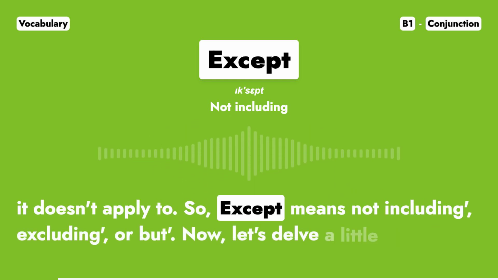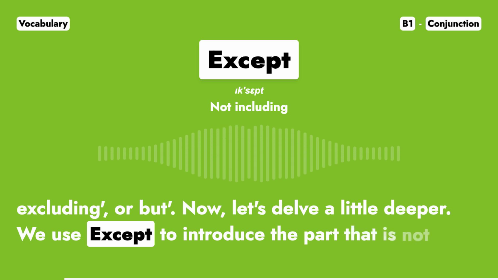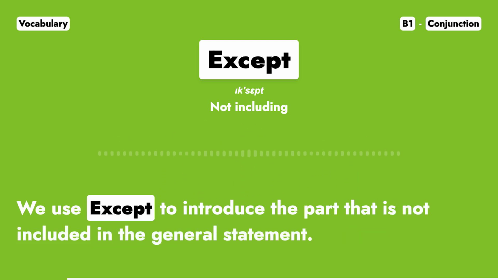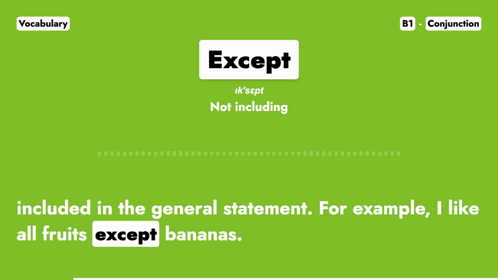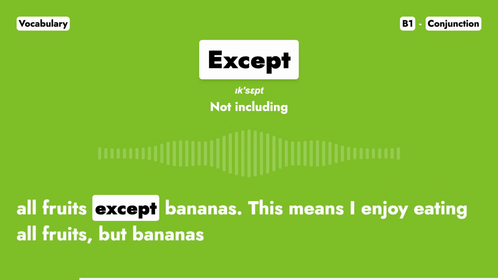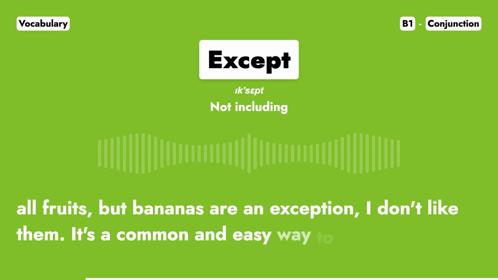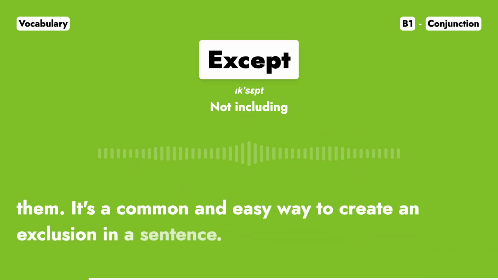Now, let's delve a little deeper. We use accept to introduce the part that is not included in the general statement. For example, I like all fruits except bananas. This means I enjoy eating all fruits, but bananas are an exception. I don't like them. It's a common and easy way to create an exclusion in a sentence.